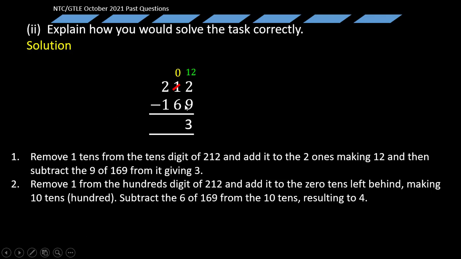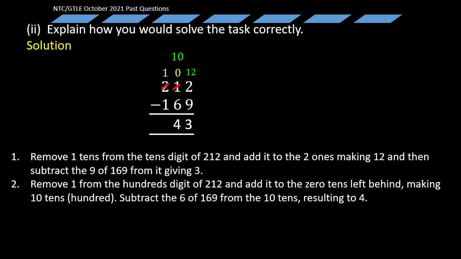What does that mean? We remove 1 from the hundreds column of 212. Alright, when you do that, 1 will be left, as you can see at the top. Now the 1 removed goes to combine with this one here to make it 10 tens, because this is the tens column. Actually 10 tens is actually 100. So 10 tens minus 6 tens will give us what? And that will be 4 tens, as you can see on the screen.